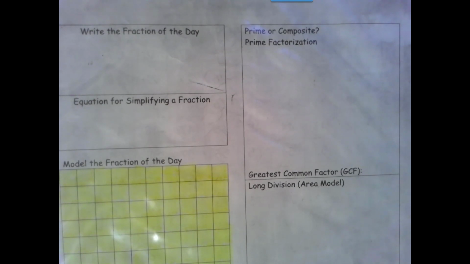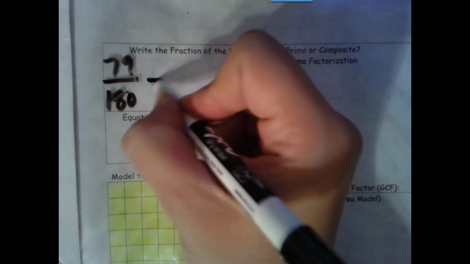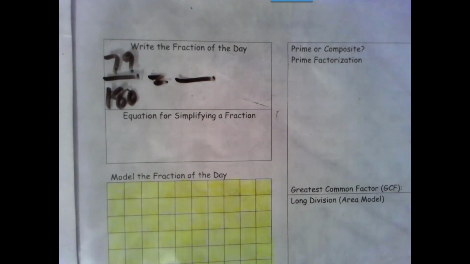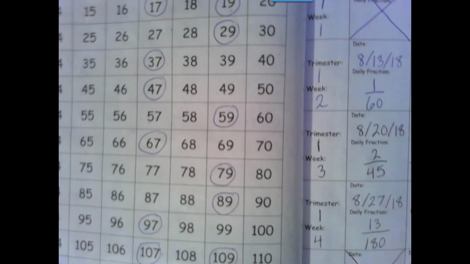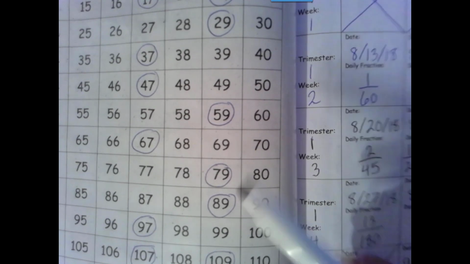All right, let's go ahead and get down our beginning fraction. Our denominator is 180 because that's our total amount of school days, and we are on day 79. Now 79 is not even, so that doesn't help us figure out if it's prime or composite. 7 plus 9 is 16, so that's not a multiple of 3. I'm going to check and see. Yes, 79 is circled, so that means it is prime.